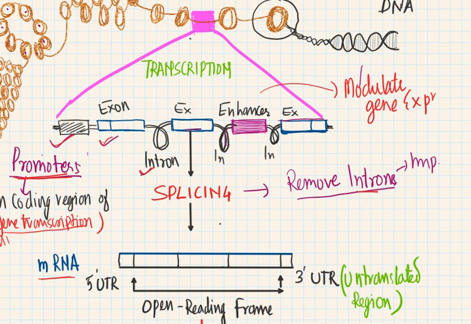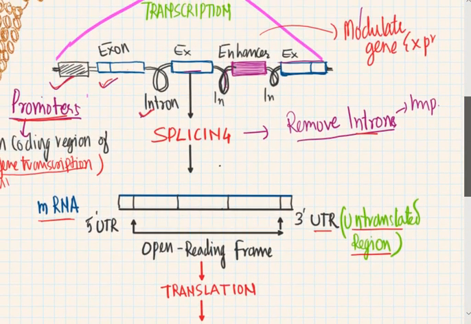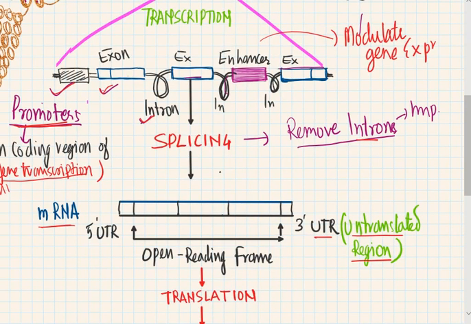Okay guys, the next step is translation. This UTR means untranslated region. So this much is not translated, only this much is translated into protein. One more difference between exons and introns: exons are the coding region, which get into the mRNA, and introns are the non-coding region.